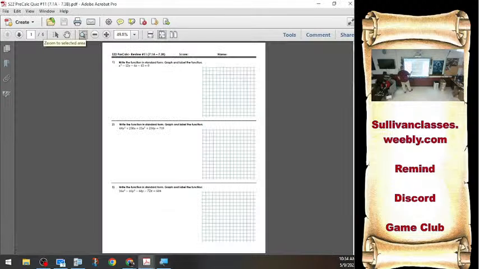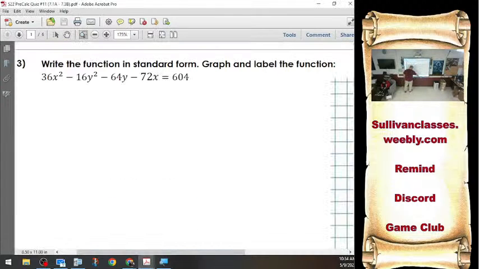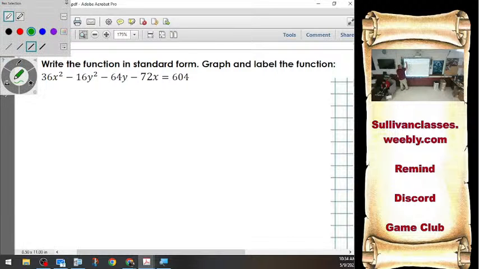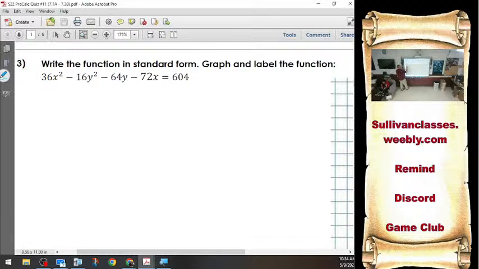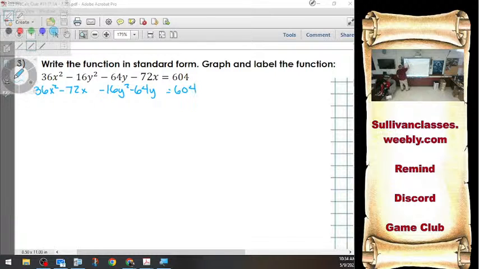Okay, we saw a parabola. We saw an ellipse. Take a wild guess. Contestant number 3 is a hyperbola because we've got two squared terms and one of them is negative. Now, which one goes first? Okay, positive. 36x squared minus 72x minus 16y squared minus 64y is 604.